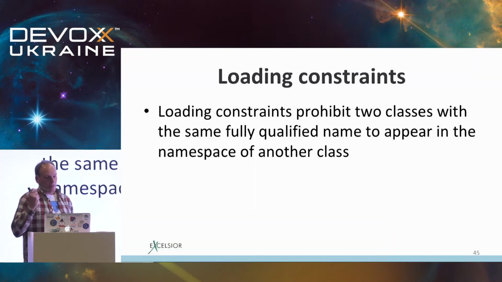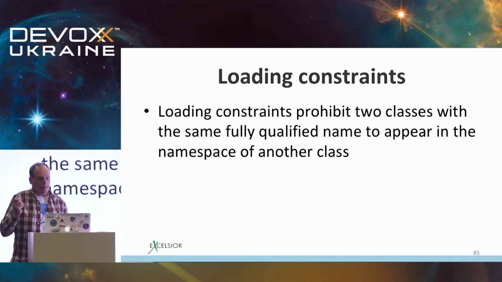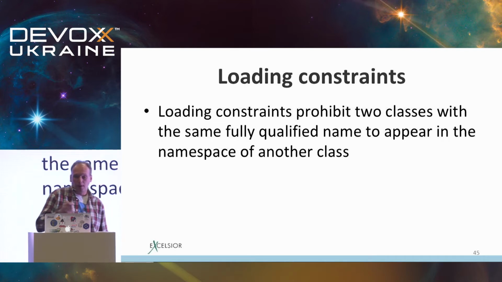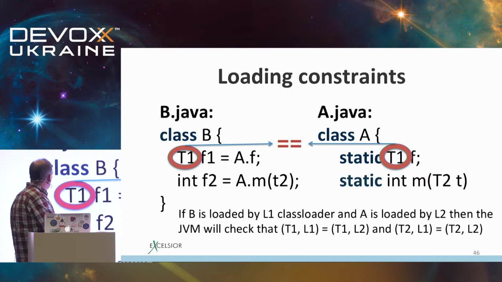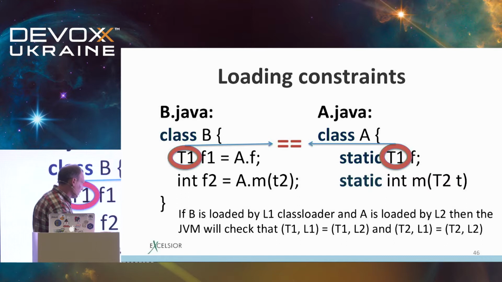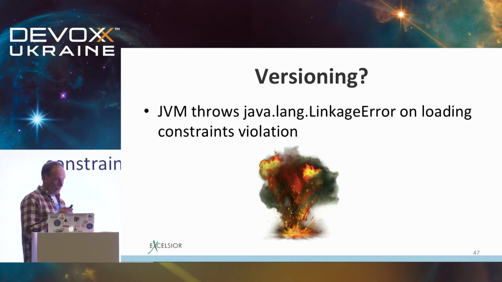So what I would like to say, the JVM specification defines so-called loading constraints that prohibit two classes with the same fully qualified name to appear in the namespace of another class. For instance, in this example, if the class B is loaded by L1 class loader and class A is loaded by L2 class loader, maybe it's better to show here. Then JVM will check that T1 is the same for both class loaders. And if it is not the case, JVM throws Java linkage error.